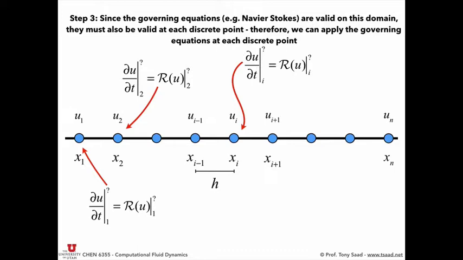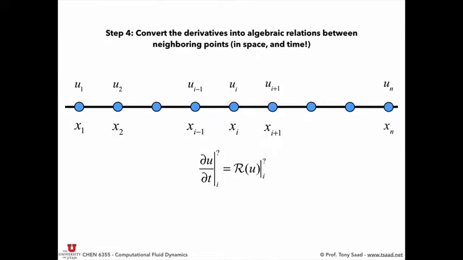Okay, so this is step 3: apply or recognize. It's kind of a moot point, of course the differential equation is going to be valid at each one of those discrete points. And finally, the last and most important step is, at each one of those points, convert the derivatives, the spatial and time derivatives, into their algebraic equivalent.